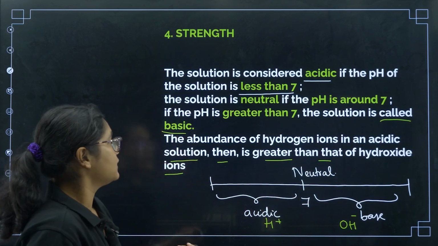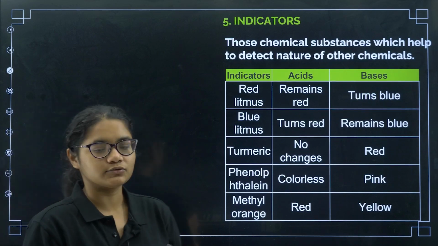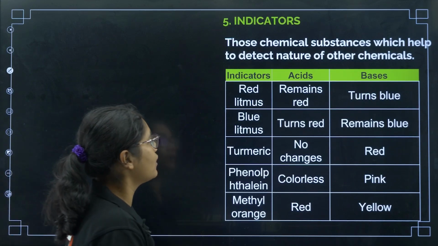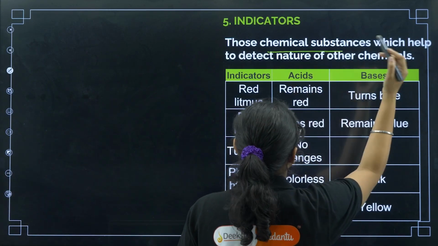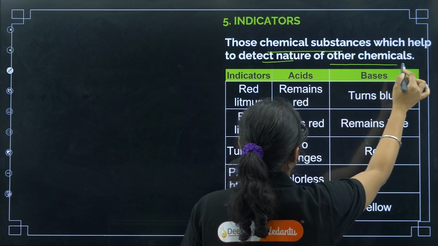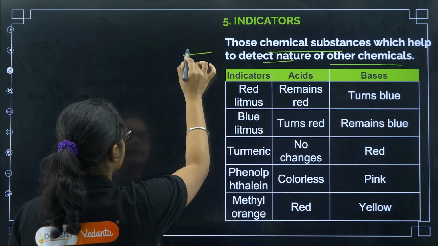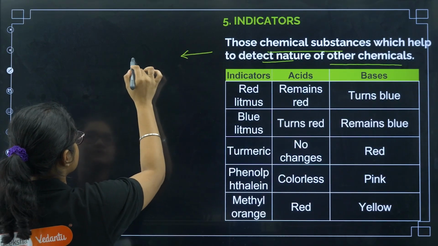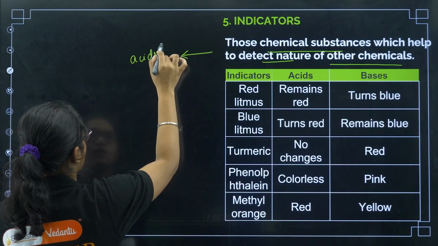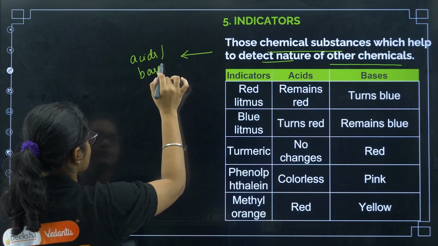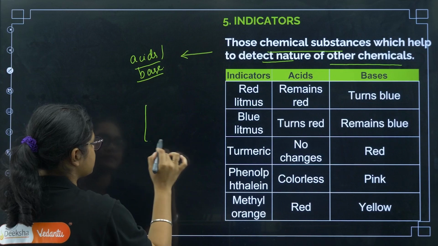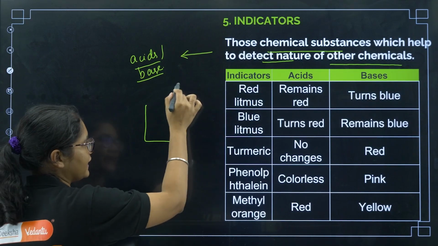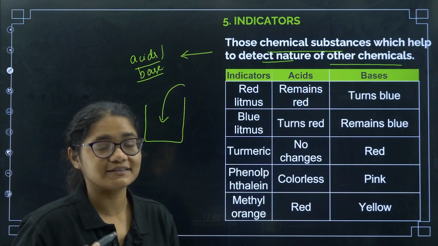Okay, fine. Next, coming to indicators. This is very important. Indicators are those chemical substances which help to detect the nature of chemicals. That means they will tell whether the substance is acid or base. Suppose a substance is there; by using indicators we can tell whether that substance is acid or base.